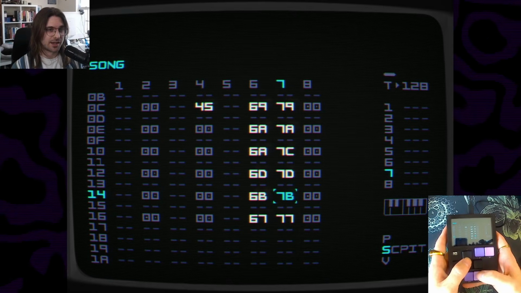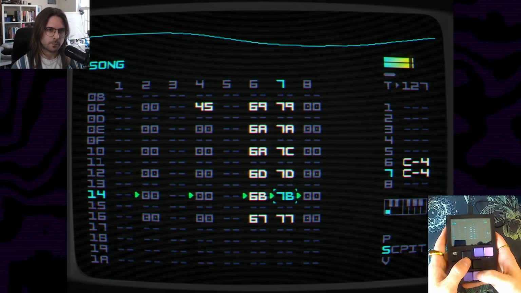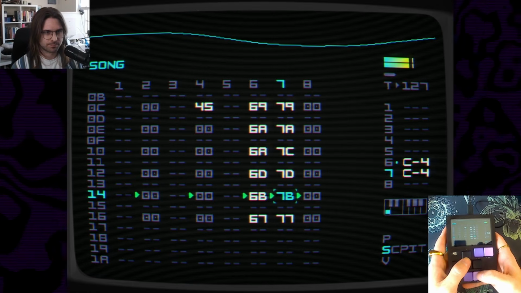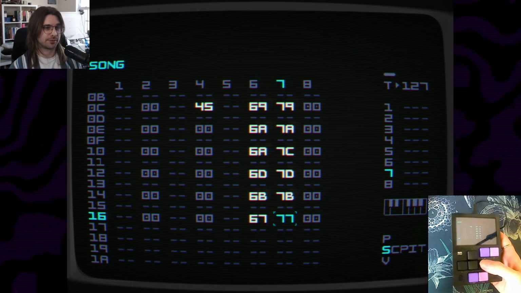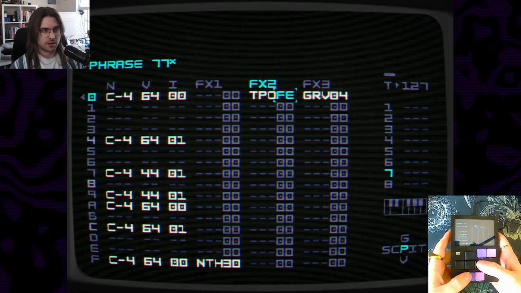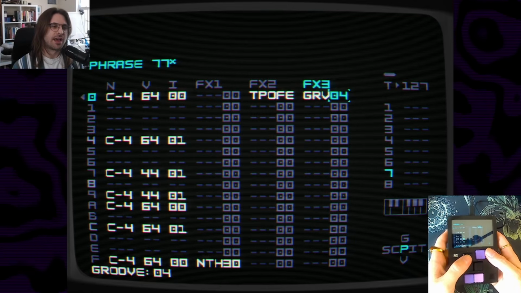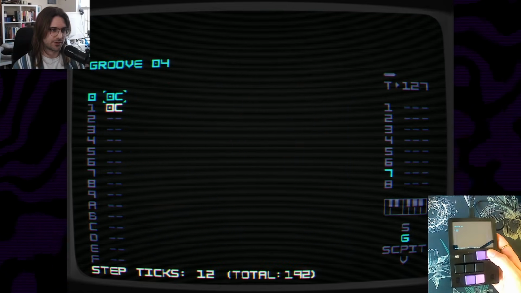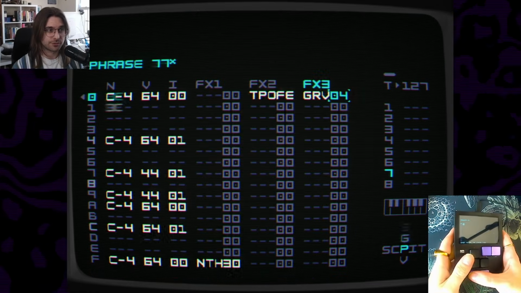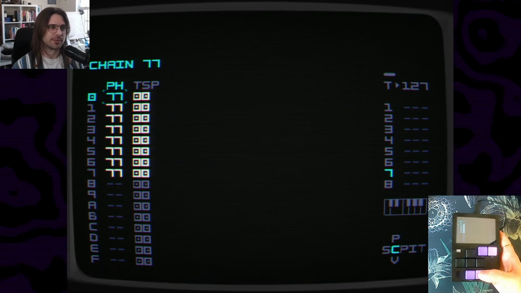So I'm running this at 127 BPM. If I double the tempo to 254 BPM and still use that 12 tick per step groove, I get the same, resulting in the same, it results in the same tempo basically.